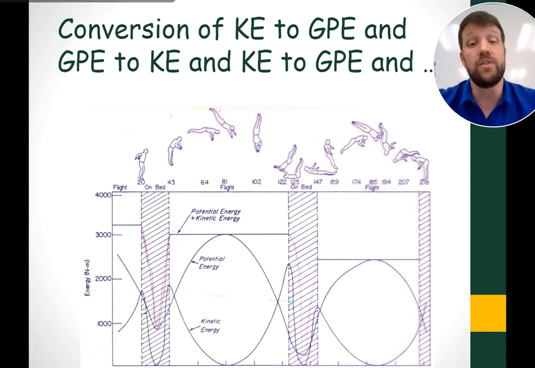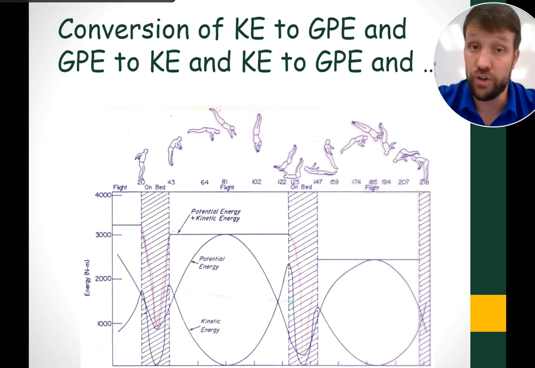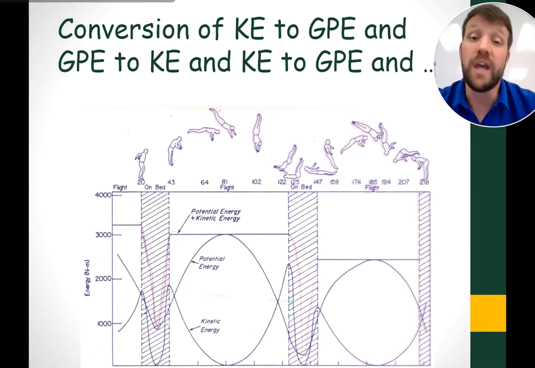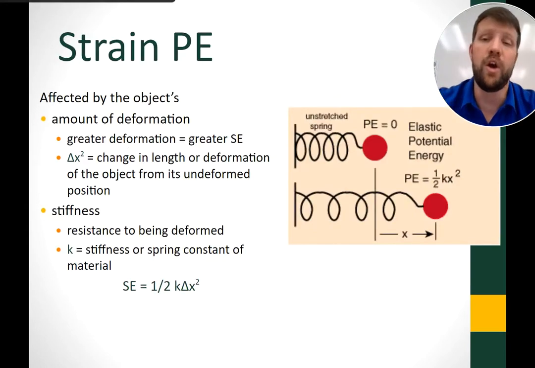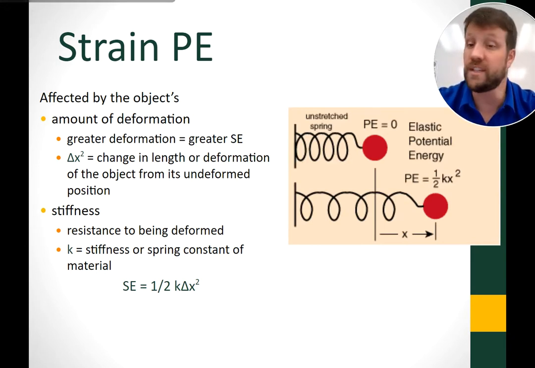So again, this is a long way of saying energy is never created or destroyed, just transferred from one type to another. Okay, to expand further upon that strain potential energy that could be there in a trampoline, because that's full of springs, that's what's going on. Strain potential energy would be something along the lines of what could happen with a spring. And we talked about springs just recently in our dynamics unit.